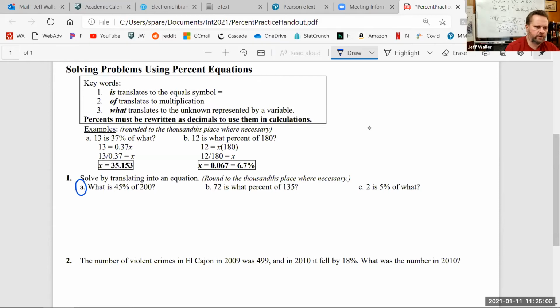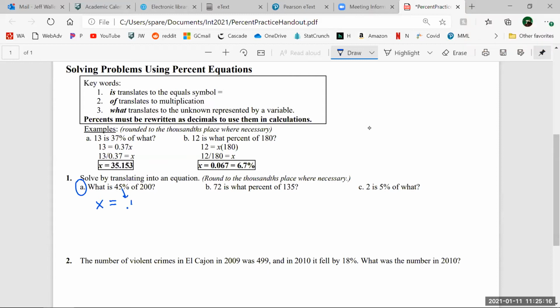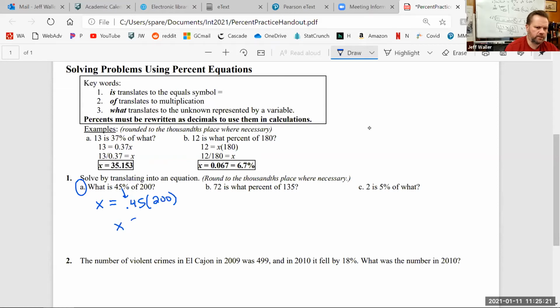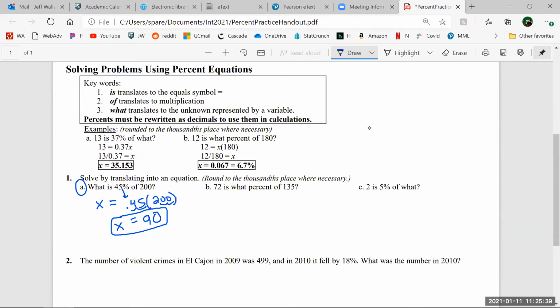If I want to translate part A, what goes here? 0.45. Yeah, 0.45 of means times 200. And that one's not too bad, right? You throw that in the old calculator, you get 90. Why does that make sense? What is half of 200? What's 50% of 200? 100. So 45% of 200 should be a little less than 100. So 90 makes sense, right?